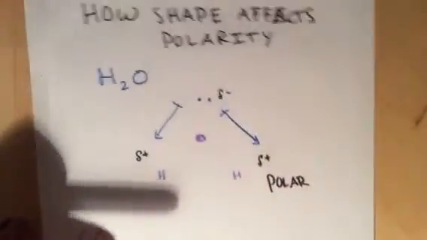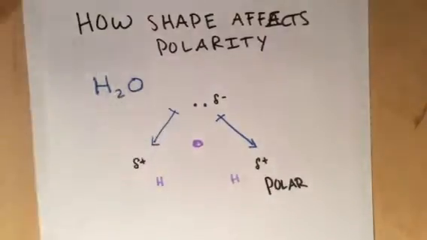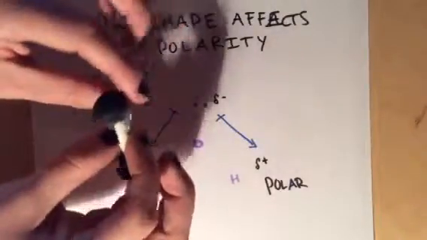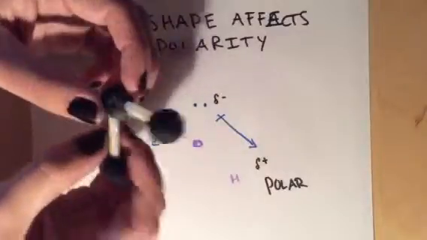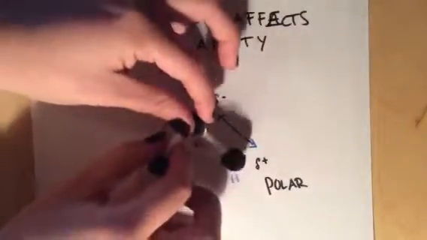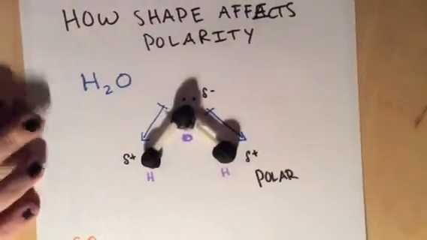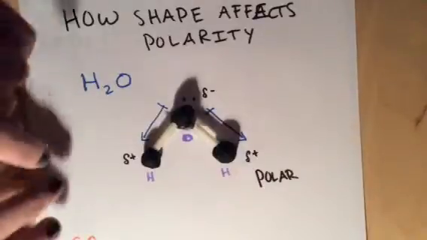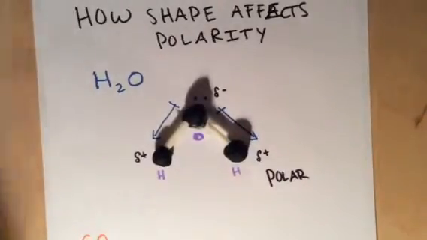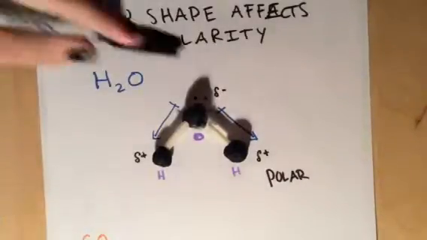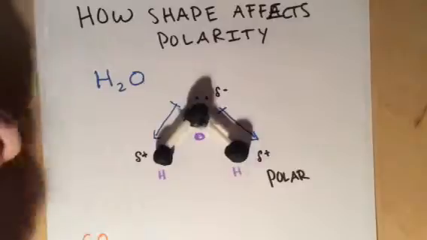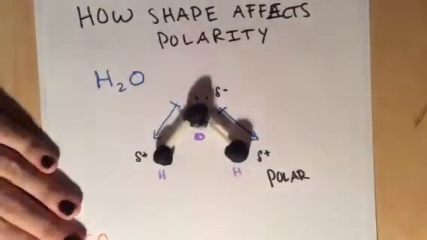A little bit on how shape affects polarity here. We have H2O. This molecule, in the little 3D image here, is a bent shape. When you have the two hydrogens and the oxygen, there's a lone pair here that causes the bent shape. And there are slightly positive charges on the hydrogens and a slightly negative charge on the oxygen here. So this molecule is polar.